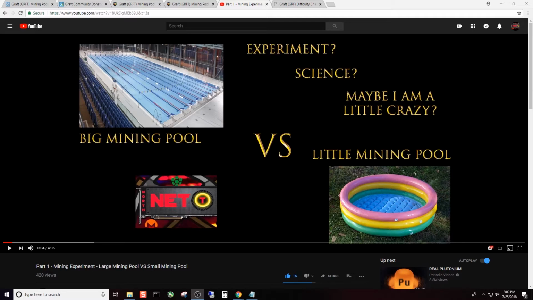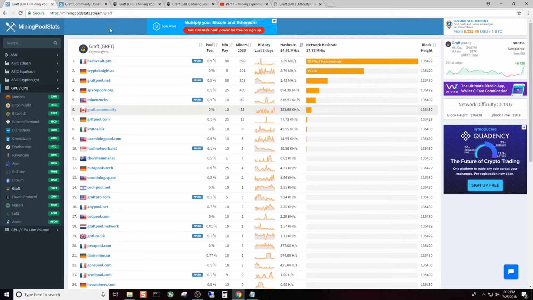So I wanted to do my own experiment, one week long apiece, one week mining the same coin on two different pools. And as you can probably already see at the top of my screen, what I was mining was Graft. And for the first week, I mined to Hashvault.pro.